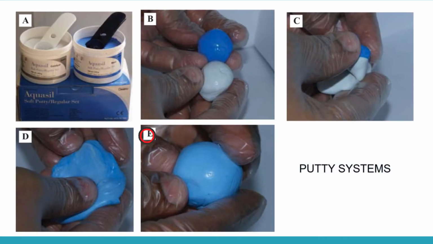Then here you can see putty consistency. Here we have two moisturizer sort of tubs. You take out two balls of equal length, equal meaning equal diameter. You mix it, and that is the putty system.